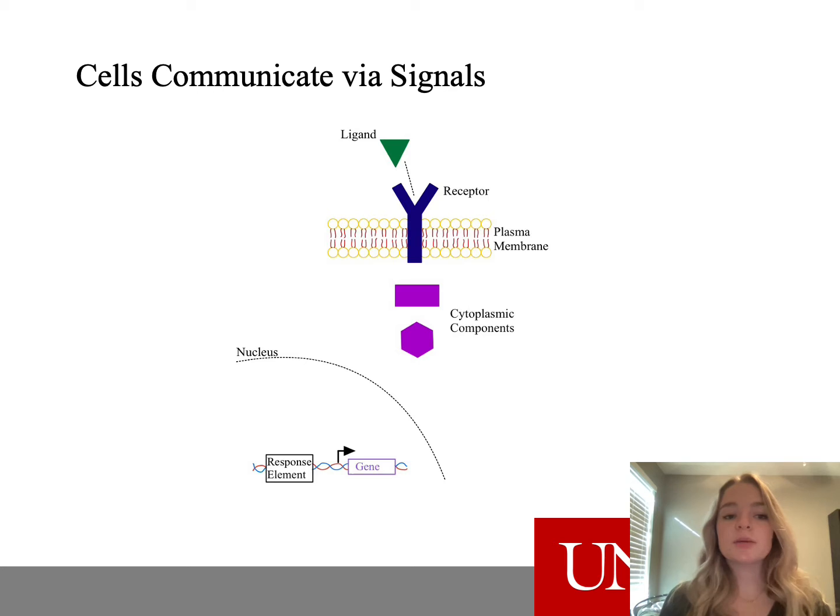Now, cells are going to communicate via signals, and these signals are going to activate a signaling pathway. The signal is a ligand, which is going to bind to a receptor. This binding is going to activate components in the cell's cytoplasm to enter the nucleus, bind to a response element, and that binding is then going to initiate or activate some sort of genetic response.